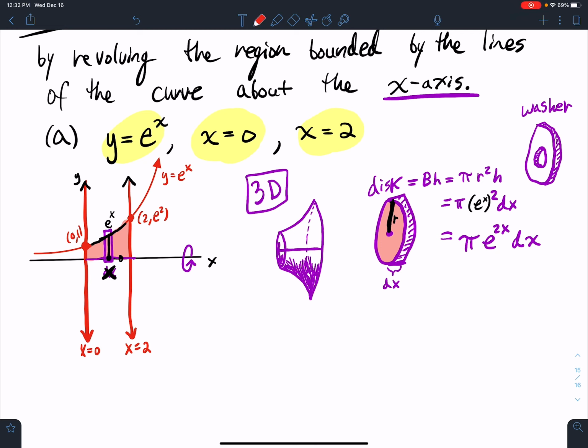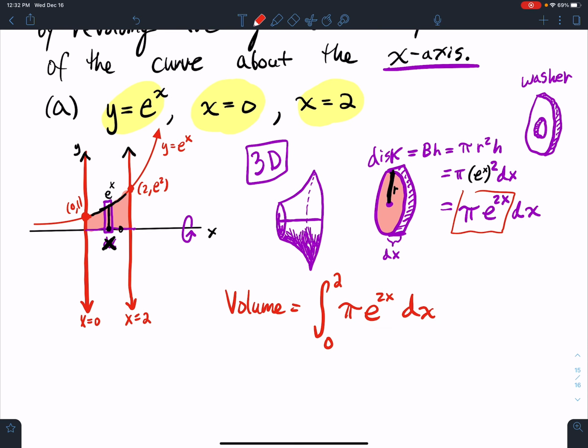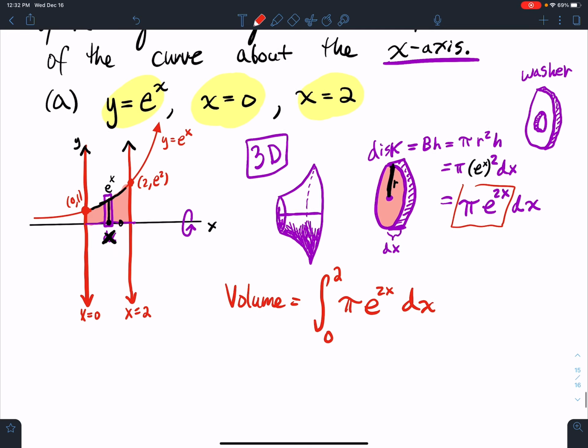So how do I write that? The volume is equal to the sum from 0 to 2. That's our way of infinitely adding up all the discs between 0 and 2, right there. Of what? Well, my area formula is pi e to the 2x dx. Okay? So that gets me the volume whenever I multiply by that dx. So now I just need to integrate.